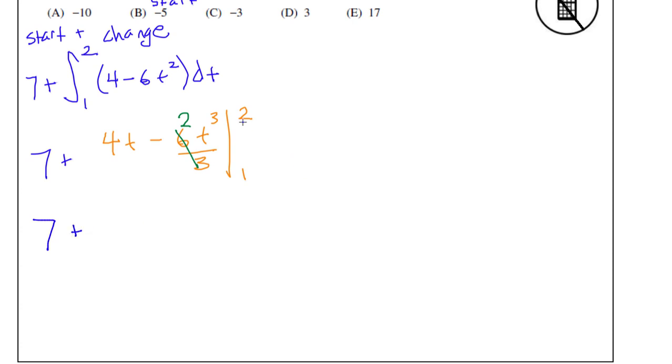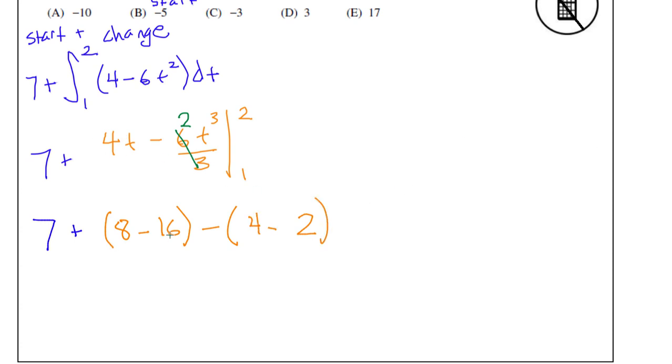7 plus, when I plug in 4, or sorry, plug in 2, it's 4 times 2 is 8, minus 2 to the power of 3 is 8, 8 times 2 is 16. 16, and then I'm going to subtract what happens when I plug in 1. 1 to the power of 3 is 1. 1 times 2 is 2. And then, oh, wait a second. That's 2 over there. I forgot to plug in the 1 over here, so it's 4 minus that 2.